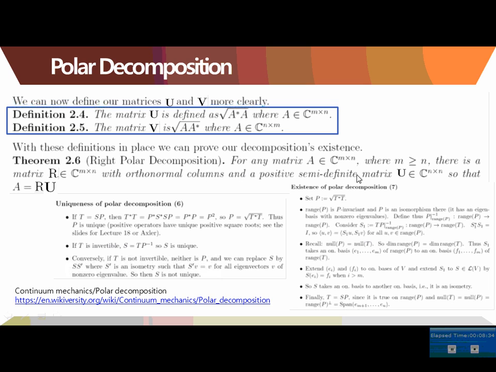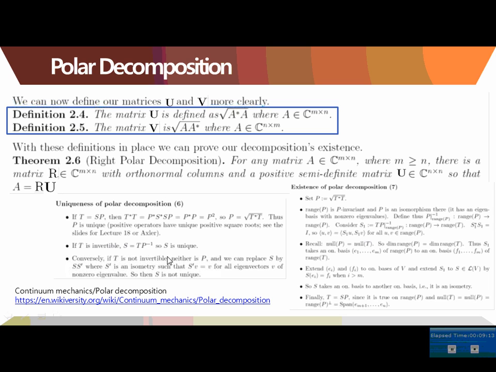and a positive semi-definite matrix U such that A can be written as the product of those two matrices, R and U. R is the matrix whose columns are orthonormal vectors, and the matrix U is a positive semi-definite matrix. The existence can be shown in the following way, and uniqueness can also be shown. If we suppose we have two right polar decompositions, we can show they are the same.